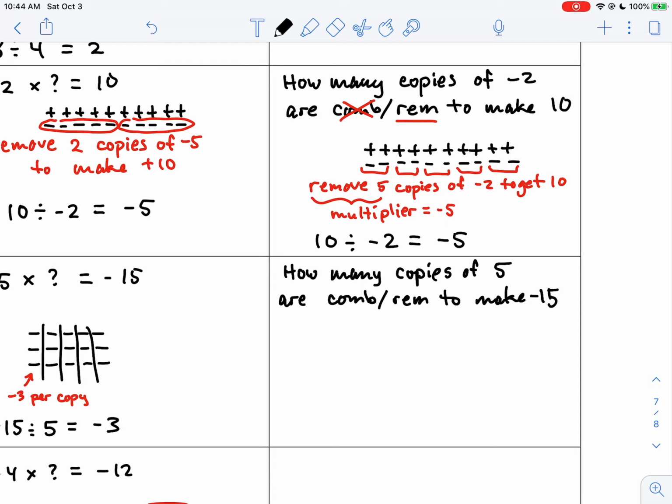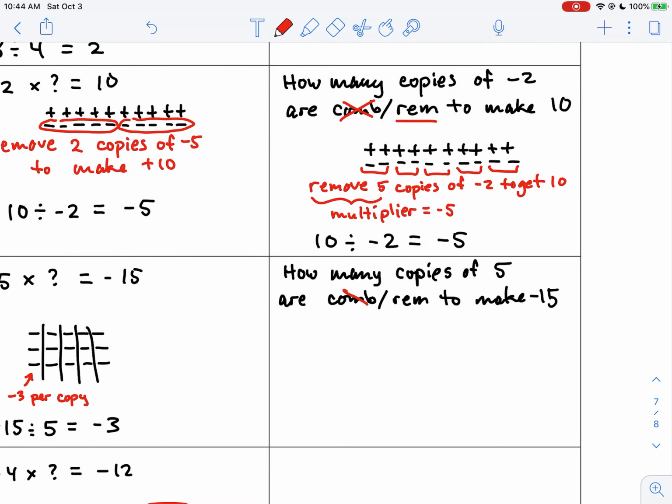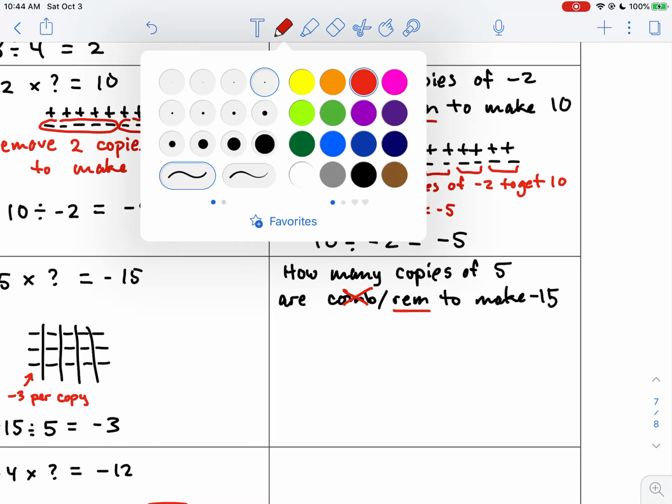Okay, so we have negative 15. There we go. We have copies of 5. So here's a 5. I can't just make copies of 5 because that's going to make positives that are larger. We're trying to make negative 15. So I'm going to have to do removing 5s to get to the negative. And so this tells us that we do not want to combine positives to make a negative. We want to remove positives to make a negative.